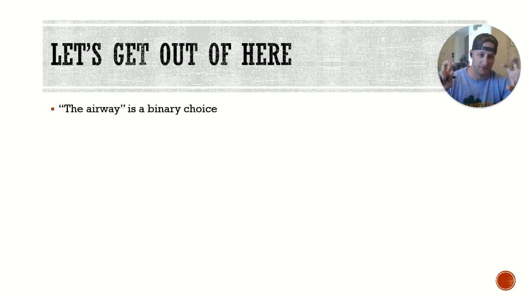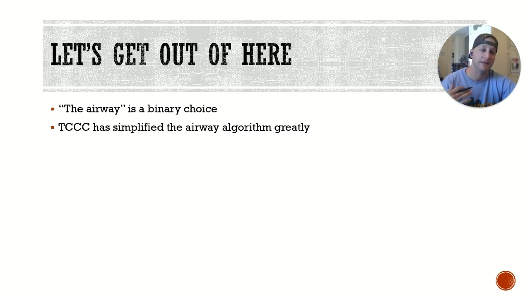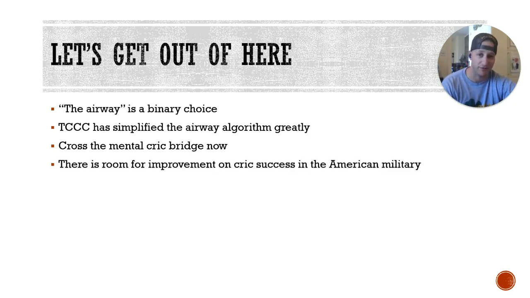All right, we're at the end. The airway, quote unquote, is a binary choice. Secure, unsecure, continuously changing, continuous reassessment, but it is a binary choice. It is a hard stop in the algorithm. TCCC and the Committee on Tactical Combat Casualty Care have simplified the airway algorithm greatly over the last few years. Everything else is out other than recovery position, head tilt chin lift, position of comfort, and surgical cricothyrotomy. That's basically it. Cross the mental Cric bridge now to get to a place where you can see yourself doing a cricothyrotomy. That will save the person the one day you maybe have to do it.